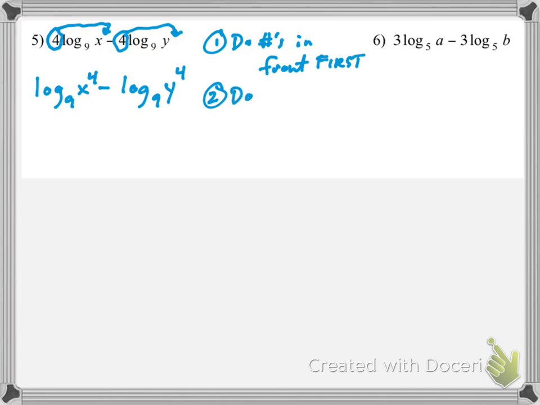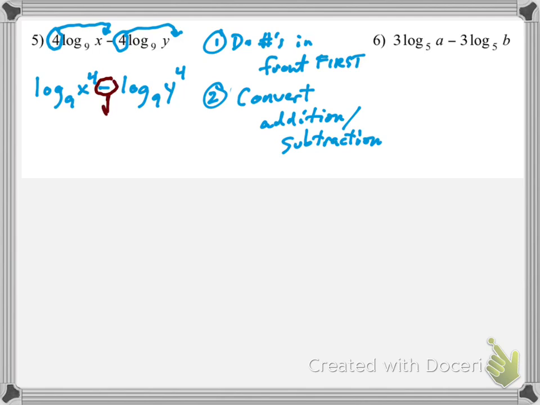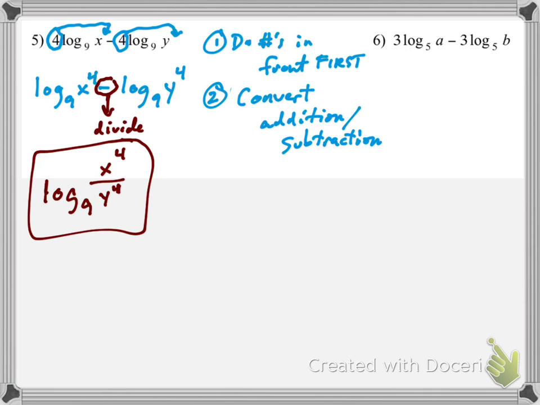Second, then convert addition, subtraction. Okay? So now I can deal with my subtraction. Remember, subtract means divide. So log base 9 of x to the 4th divided by y to the 4th. Now I have my single log, and we're done. So we had to do two properties there.